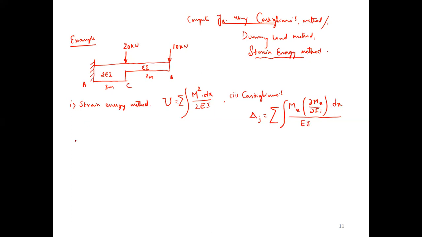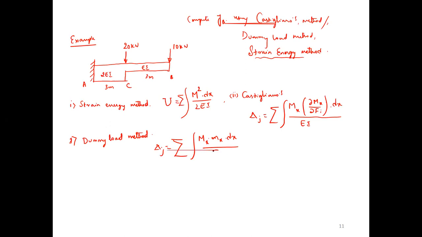Right, then for the dummy load method, how to do it? For the dummy load method, what is delta J? Integral of Mx, and in the place of dou Mx by dou Fi, you have to take small mx, dx by EI, not 2EI, EI.